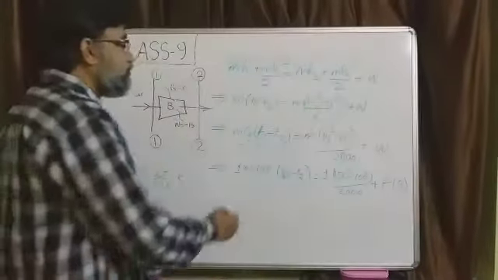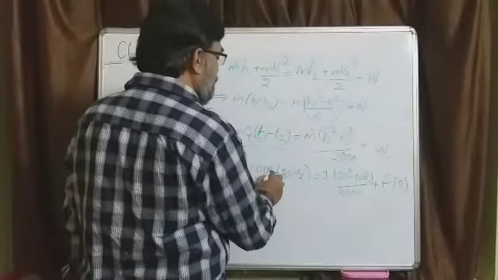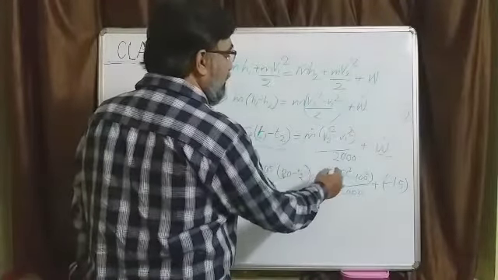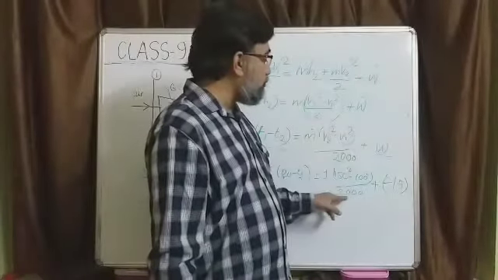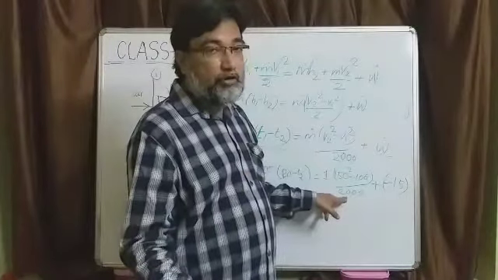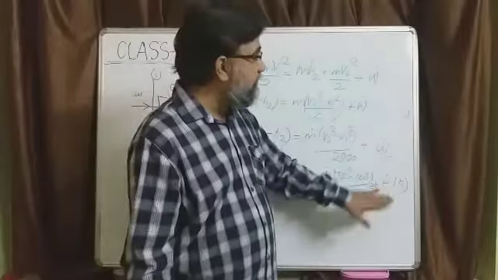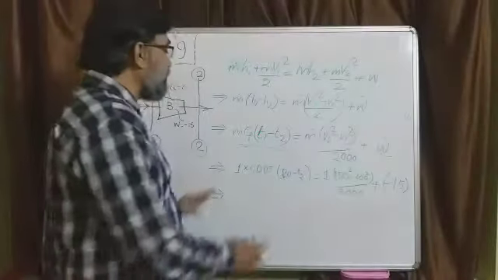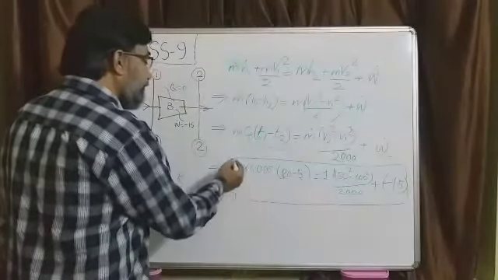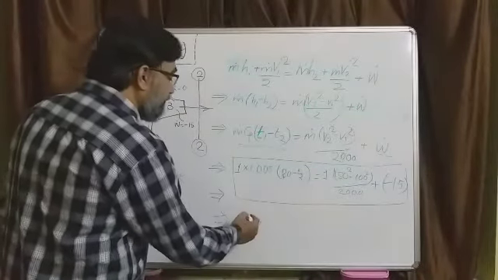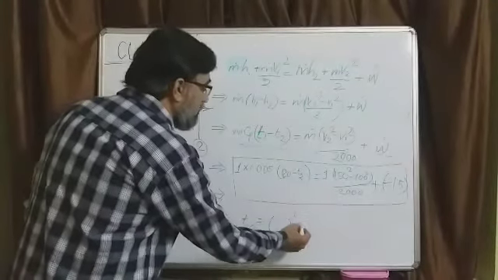So what you get is an equation: 1 into 1.005 into 20 minus T2 is equal to 1 into 150 square minus 100 square by 2000. This 2 becomes 2000 because you are converting from joules per second to kilojoules per second, plus minus 15. That means it is minus 15. So in this equation, the only unknown is T2. You can find it out just by arithmetic exercise. You can find out T2 is this many degree centigrade.